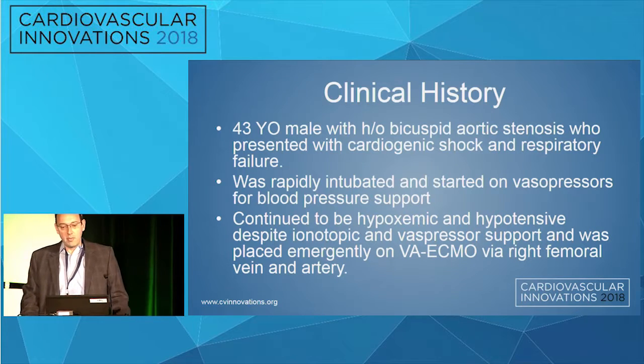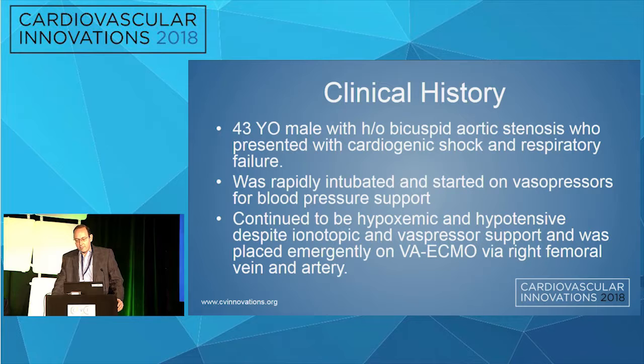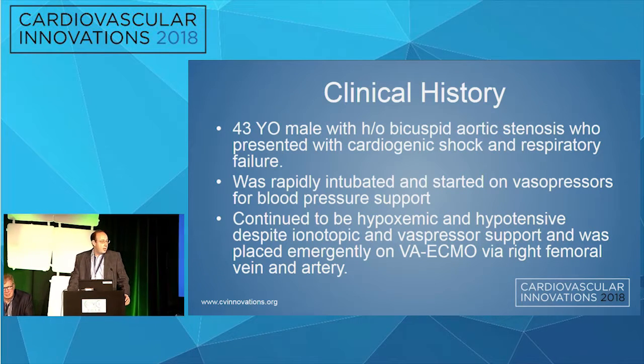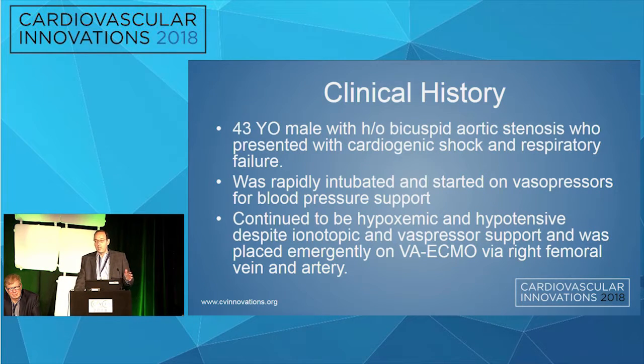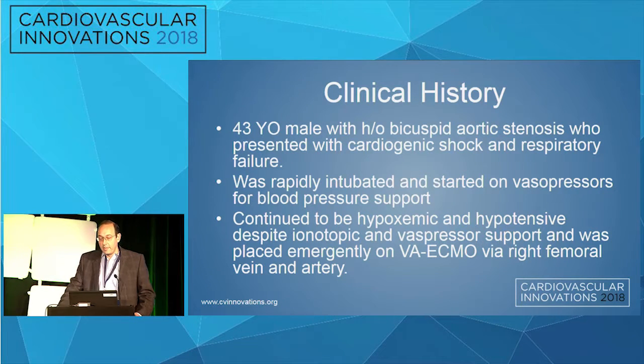So, 43-year-old male, history of bicuspid aortic stenosis, presented with cardiogenic shock and respiratory failure. And he was really sick. He rapidly deteriorated despite being on a ventilator. It was difficult to ventilate him, oxygenate him, and he quickly became more hypoxemic, hypotensive. We placed him on a VA ECMO via the right femoral artery and vein.